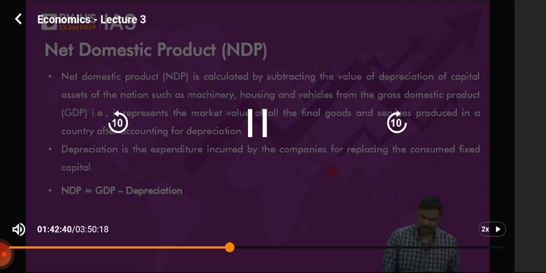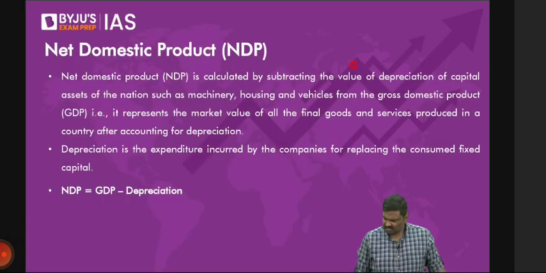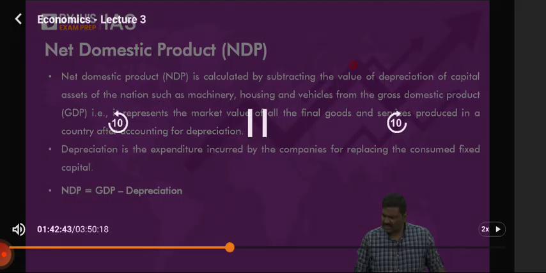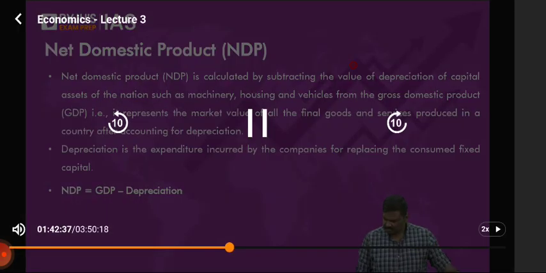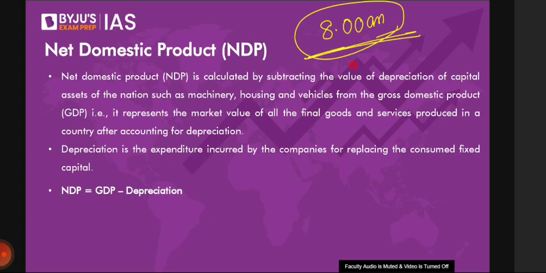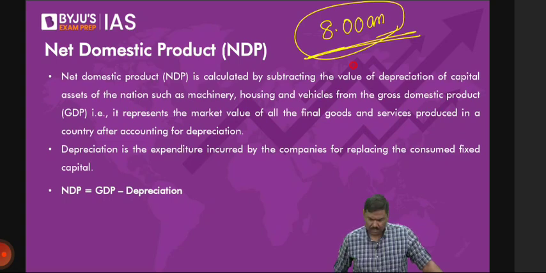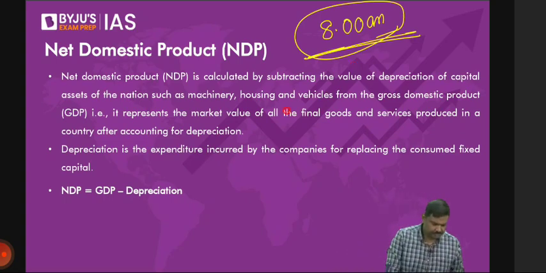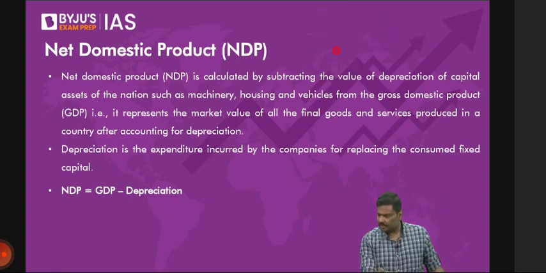Simple question to you people then. Why is GVA at basic price considered GDP at factor cost? Okay, welcome back. Am I audible? Why is GVA at basic price considered GDP at EMP?